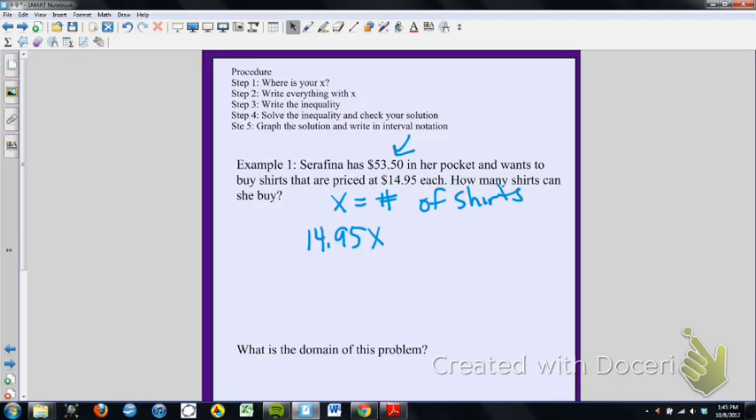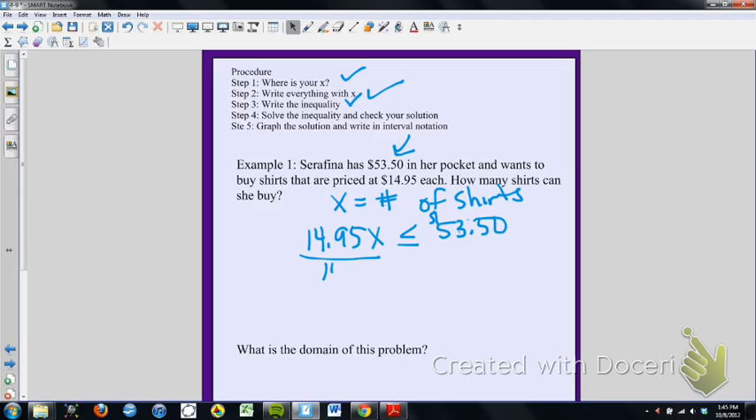So the price of the shirts has to be less than or equal to $53.50. Okay, they can be equal to the amount that she has in her pocket because she can spend all of her money, but they definitely have to be at least less than that. Or another way of saying it is they can be no more than $53.50. Okay, so I found my x. I wrote things in terms of x. I wrote the inequality, and now I'm going to solve it.